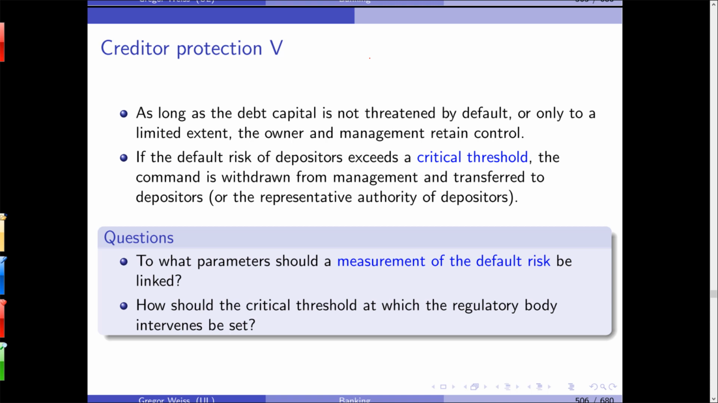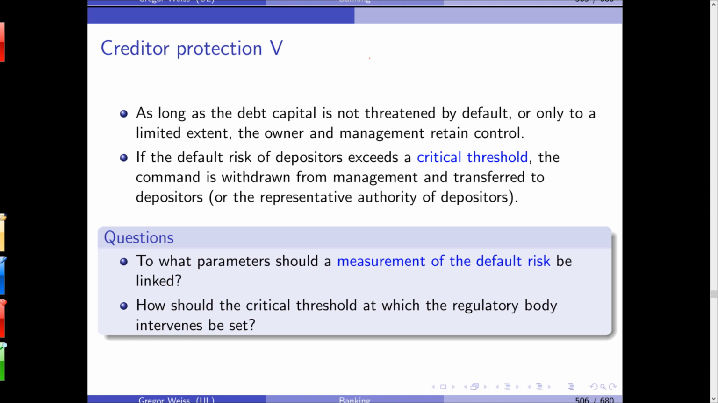So as long as debt capital is not threatened by default, or only to a limited extent, owners and management keep control. If the default risk of depositors exceeds a critical threshold, then and only then the command and control over the company is withdrawn from the managers and transferred to depositors. And the question now is, to what parameters should a measurement of the default risk be linked? How should we measure default risk? What good proxies do we have? And where should this critical threshold be?